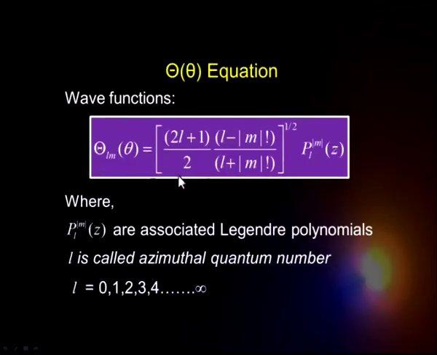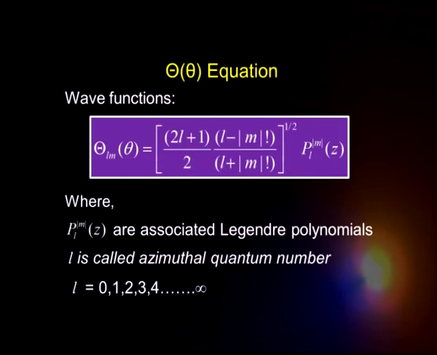Okay, when I proceed further to my theta equation, what do I get now? I get three things. First, I get a series of functions, theta L m of theta. This theta is my variable, and these are the wave functions. Forget about this expression. We have another expression here, which are the associated Legendre polynomials. What are these? It's not in the overview.